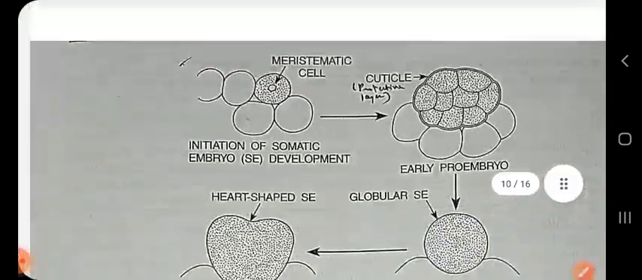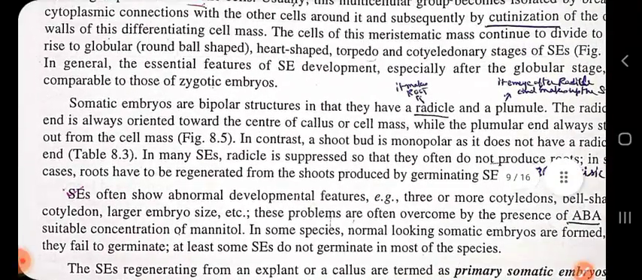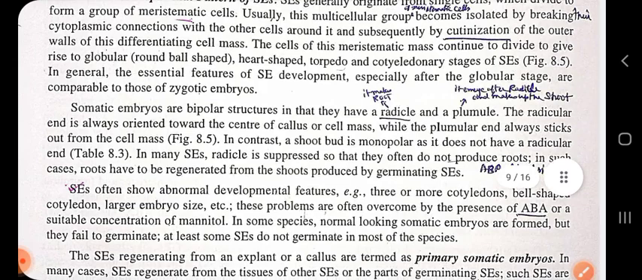Now, the somatic embryos are bipolar in structure. That is, they have a radical and a plumule. Not only the somatic embryo, in every embryo there is a radical and a plumule. The radical will give rise to root formation, making up the root system of the plant, while the plumule, which emerges after the radical, makes up the shoot. Generally, radical formation occurs first, and then plumule development occurs.